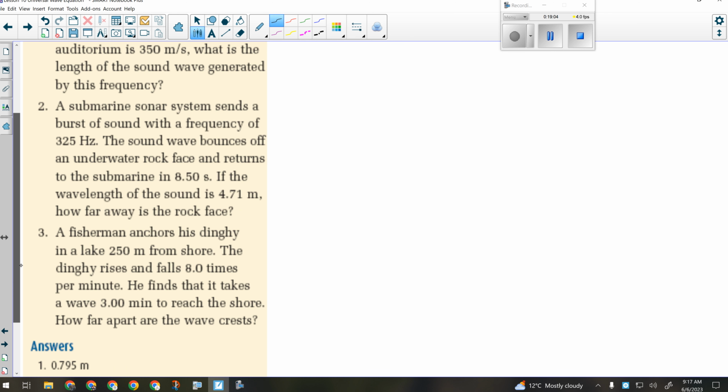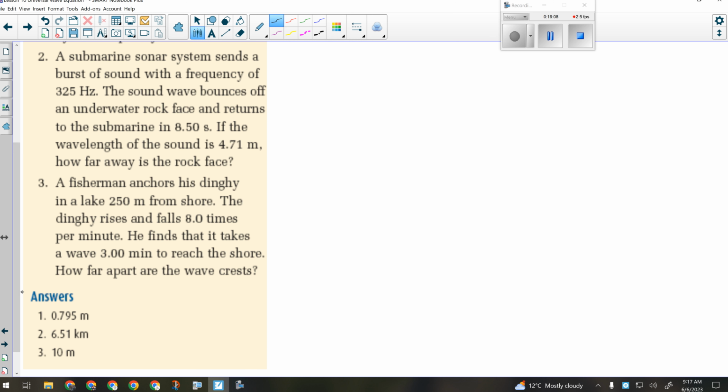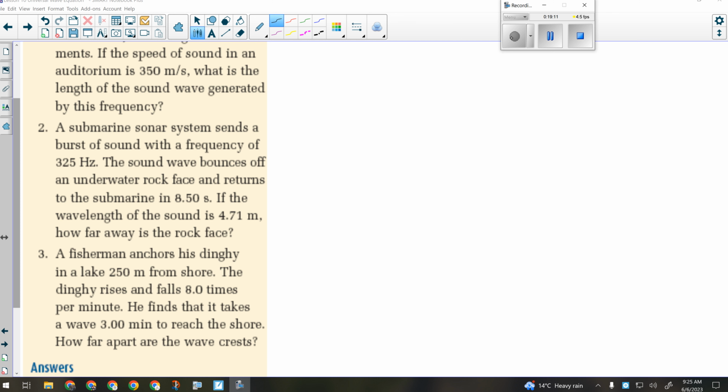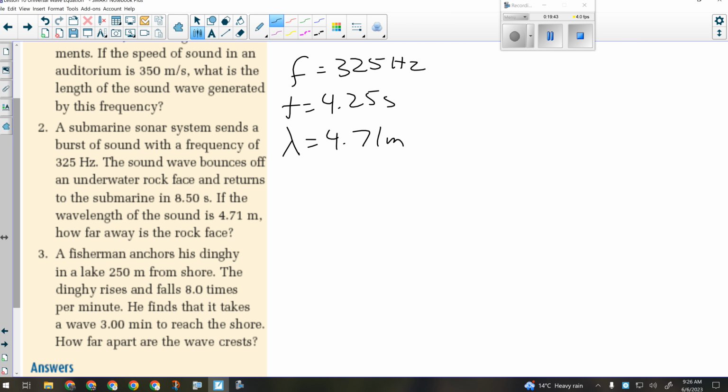We just did one like number 1, but I would like you to try 2 and 3, please. So number 2 with the submarine, we know the frequency is 325 hertz. The sound wave bounces off the underwater rock face and returns to the submarine 8.5 seconds later, which means it only took 4.25 seconds to get to the bottom. So time is 4.25 seconds, and they tell me that the wavelength is 4.71 meters. If I'm going to figure out how far it is to the bottom, what other thing do I need? Velocity. I need the speed of the waves. So, can I find the speed of the waves if I know frequency and wavelength?